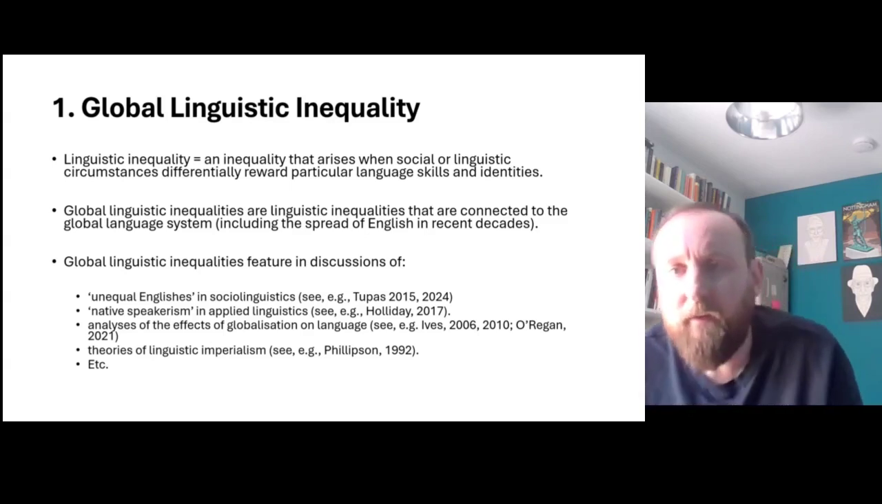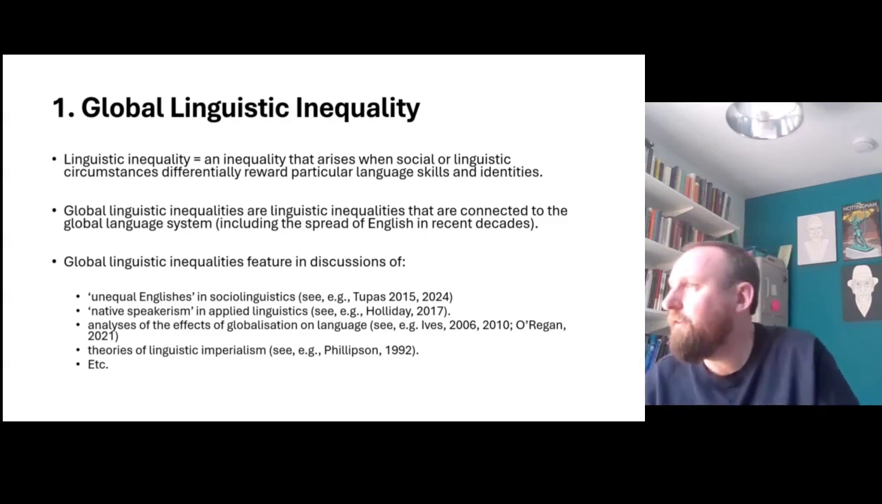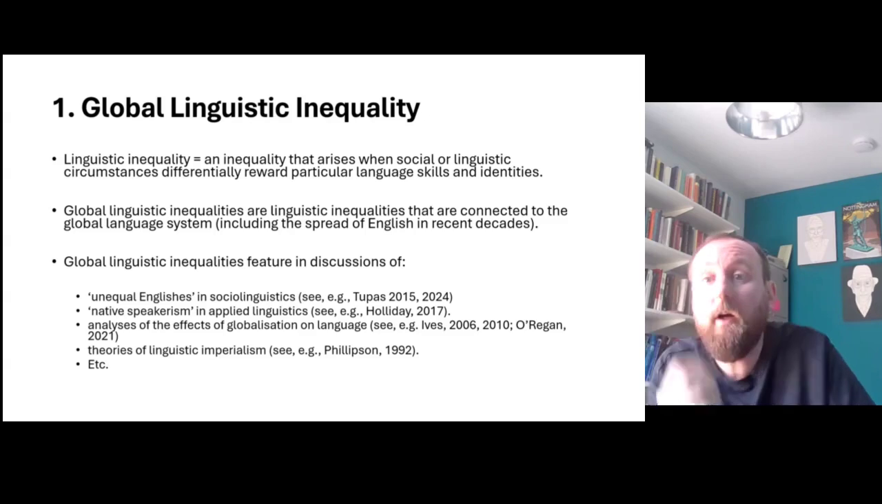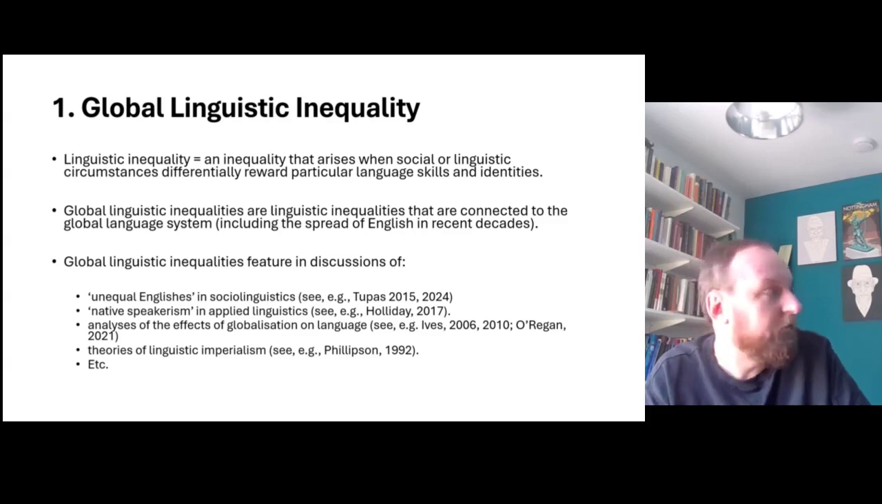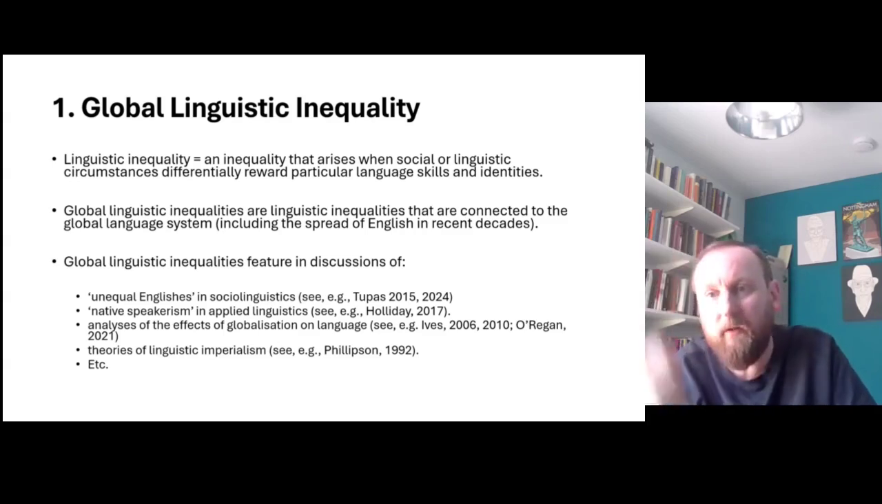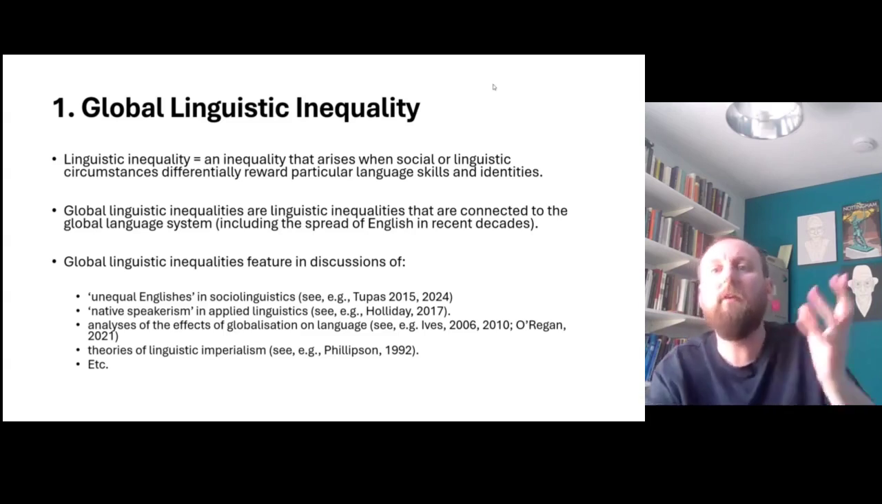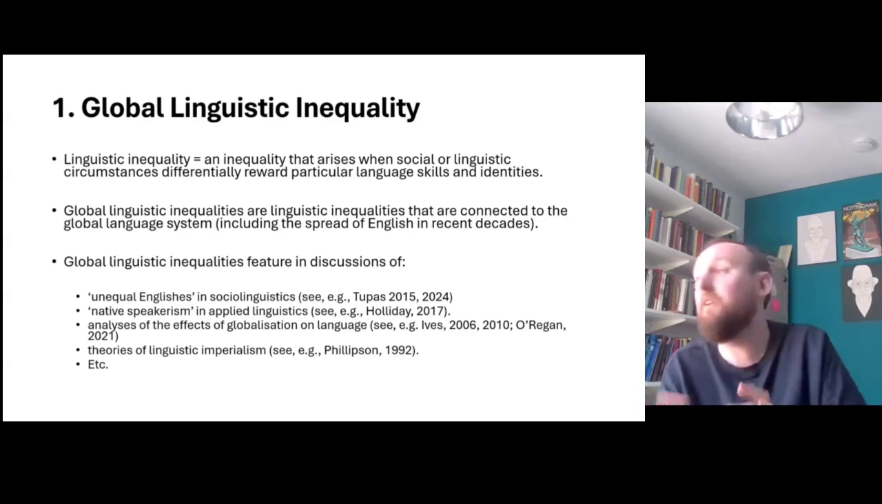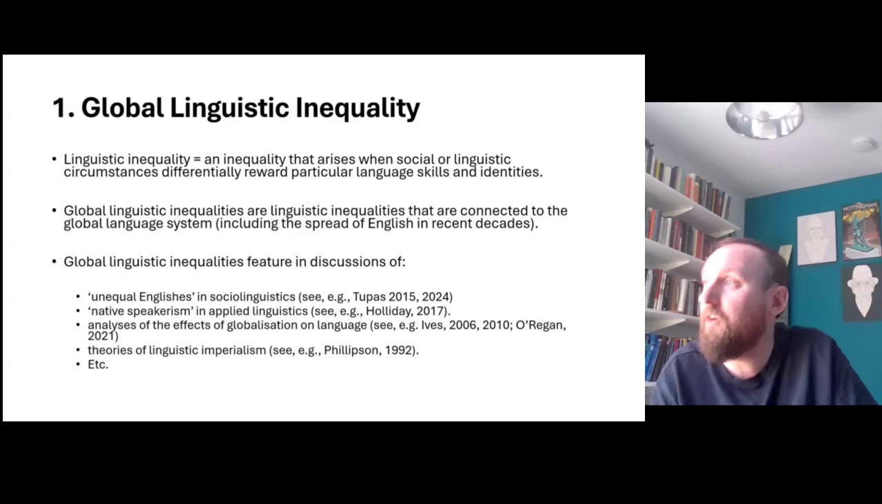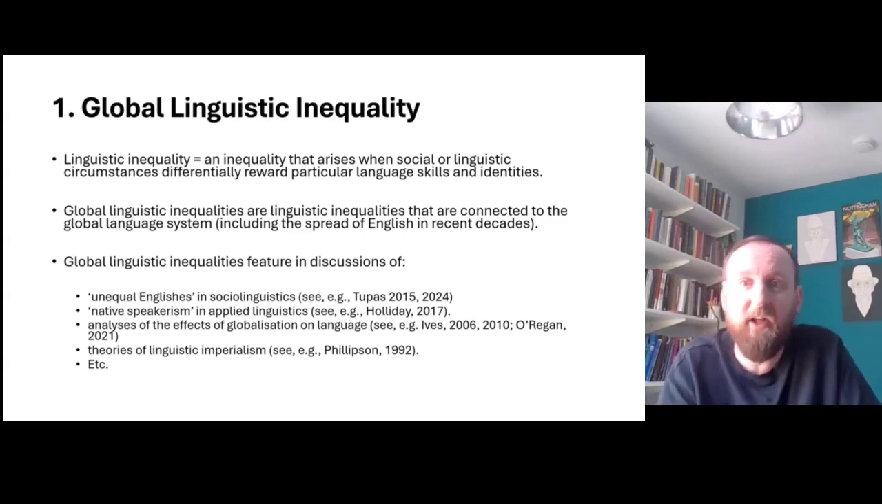So this very general idea of global linguistic inequalities, you can already find it, I think, in a lot of empirical work. It's there, for instance, in sociolinguistic work on the idea of unequal Englishes, on some Englishes and English speakers being valued more than others. You find it in the background of these discussions about native speakerism. It's obviously there in discussions of linguistic imperialism, or more generally in these discussions about the effect of globalization and especially the hegemonic power of the United States on the spread of English globally.